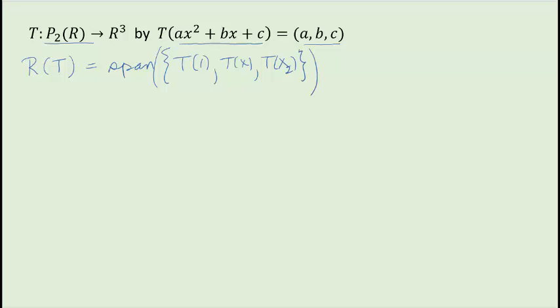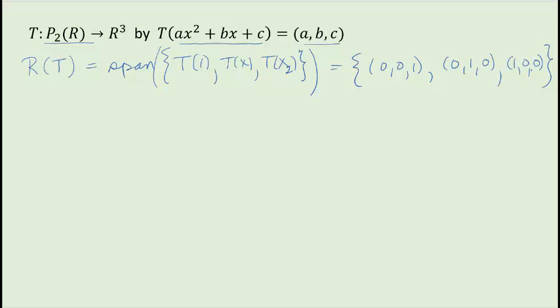1, x, and x squared is a basis for P2. And T of 1 is, well, that's going to be 0, 0, 1. T of x will be 0, 1, 0. And T of x squared will be 1, 0, 0. Well, we've seen that before. That's a linearly independent set, and in fact, it's just the standard basis vectors for R3.